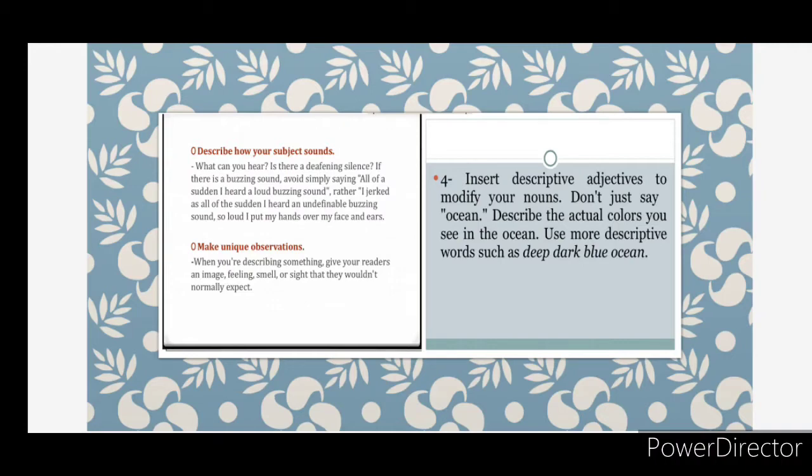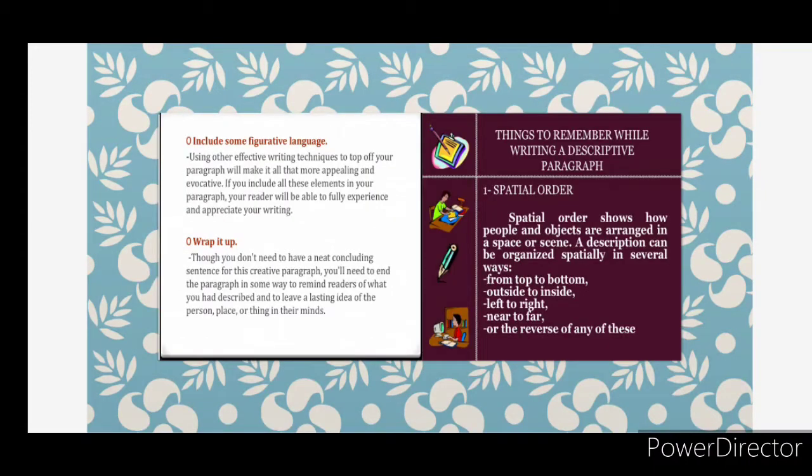Make unique observations. When you're describing something, give your readers an image, feeling, smell, or sight that they would not normally expect. You need to insert descriptive adjectives to modify your nouns. Don't just say ocean. Describe the actual colors you see in the ocean. You can write deep dark blue ocean.